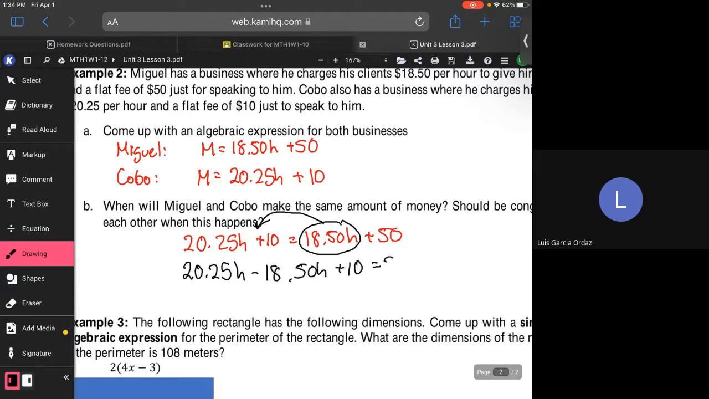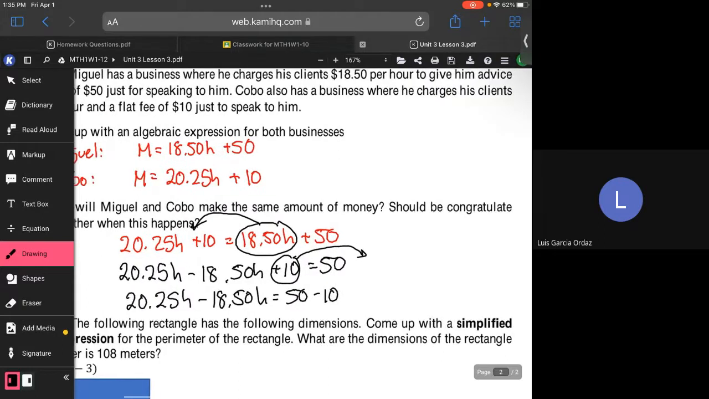Okay, so what comes next? Alright, so basically, this, that 10, yeah, subtract it. Perfect. Thank you. Good job. So now it becomes 20.25H minus 1850H is equal to 50 minus 10.